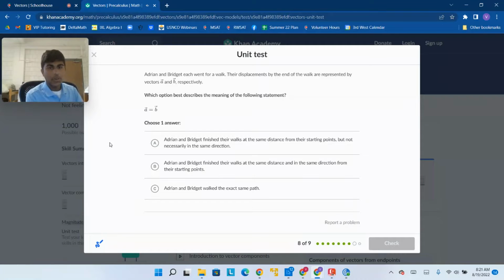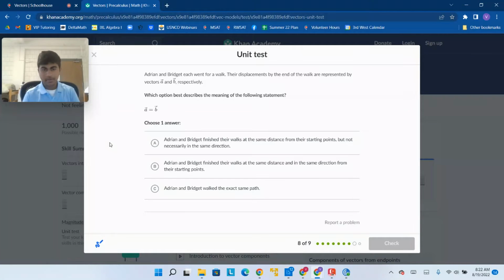Adrian and Bridget each went for a walk. The displacements at the end of the walk are represented by vectors A and B respectively. Which option best describes the meaning of the following statement? The vector A equals vector B. Adrian and Bridget finished their walks at the same distance from their starting point, but not necessarily in the same direction. Adrian and Bridget finished their walks at the same distance and in the same direction from their starting points. Adrian and Bridget walked the exact same path.